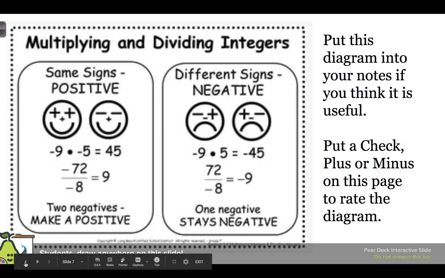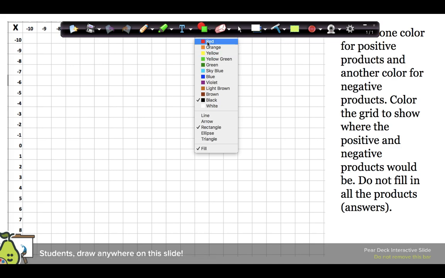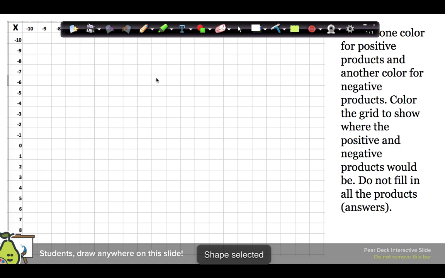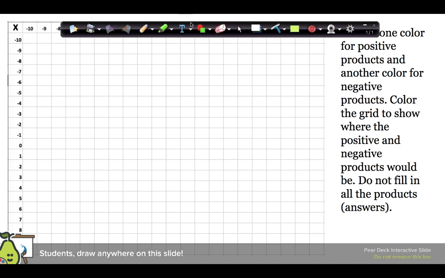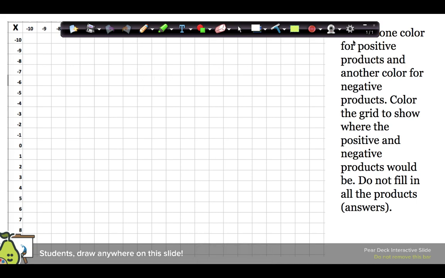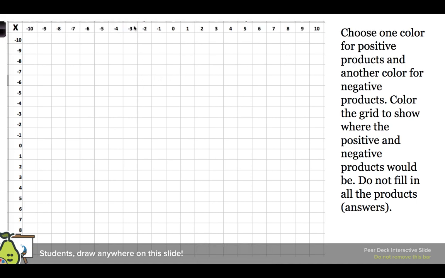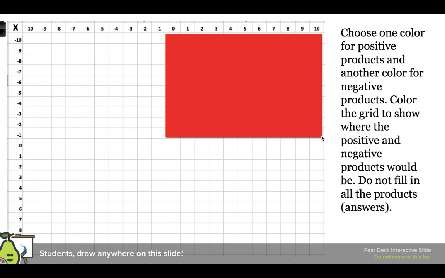Back here and get my tool. And we're going to get red. Kind of test that out. Oops, I don't have the right tool there. Let's see if I can get this to work. So you're going to put a red rectangle right here. And think about where else the answers are going to be negative.